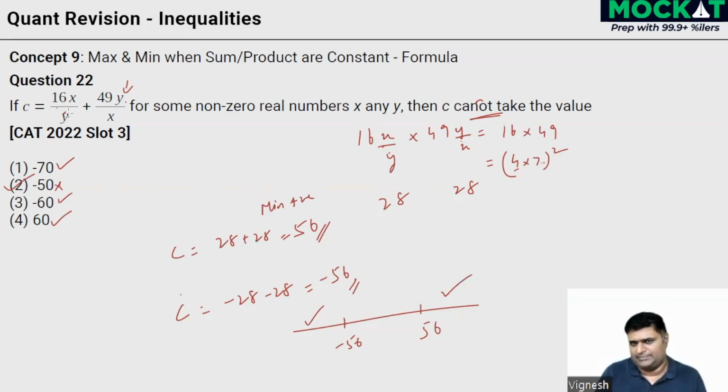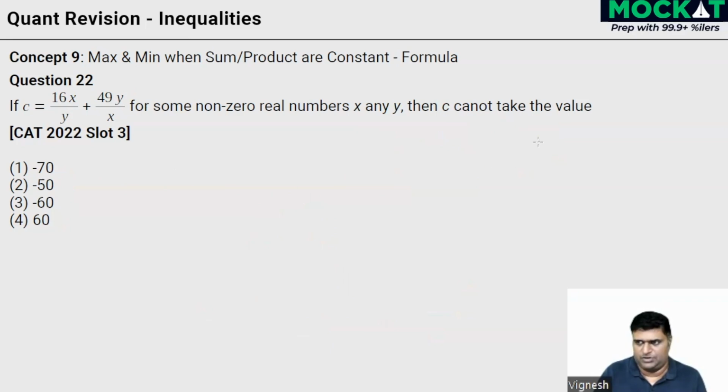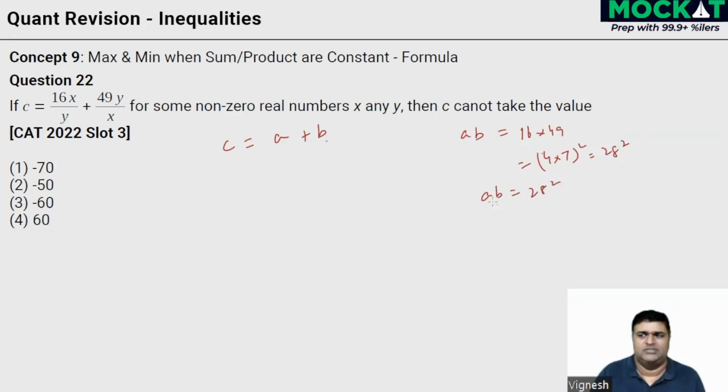So once again, a quick look. If the product is going to be constant, and what is that constant? 16 into 49. If the product of two terms is going to be constant, you can just rewrite this as C equals A plus B, where the product AB is 16 into 49, which is 4 into 7 the whole square, or 28 square. If product is constant, split it into two equal parts. A and B have to be equal, means A is 28, B is 28, but they can also be negative. That is minus 28 and minus 28.